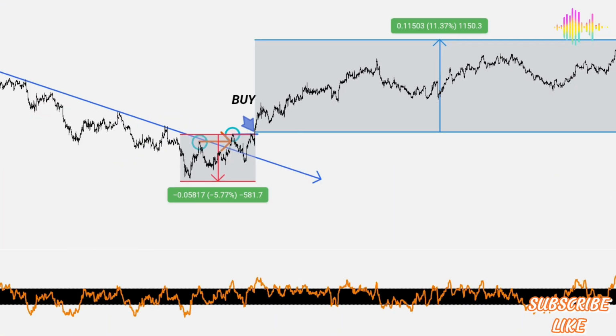Even if we place a stop-loss order at the lowest level after opening the trade, we can see that the maximum risk is 5.77% and the profit level reaches up to 11.37%.